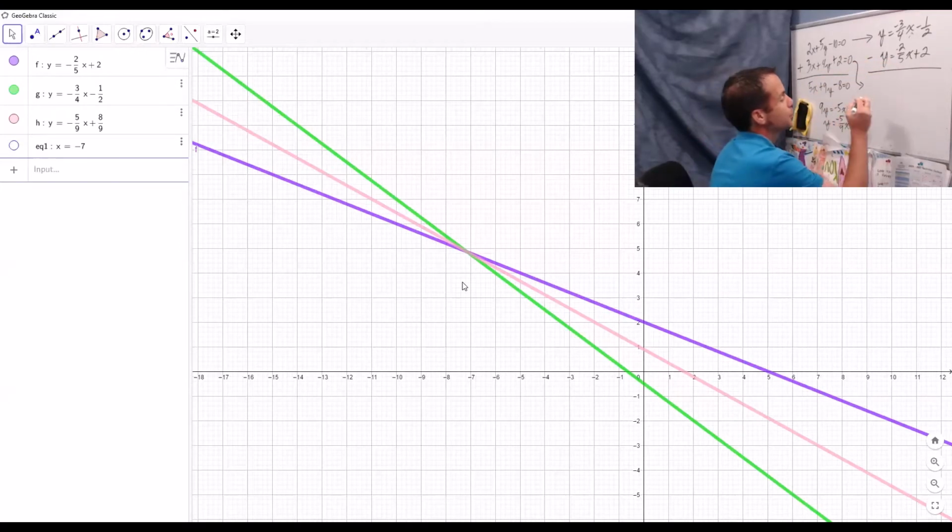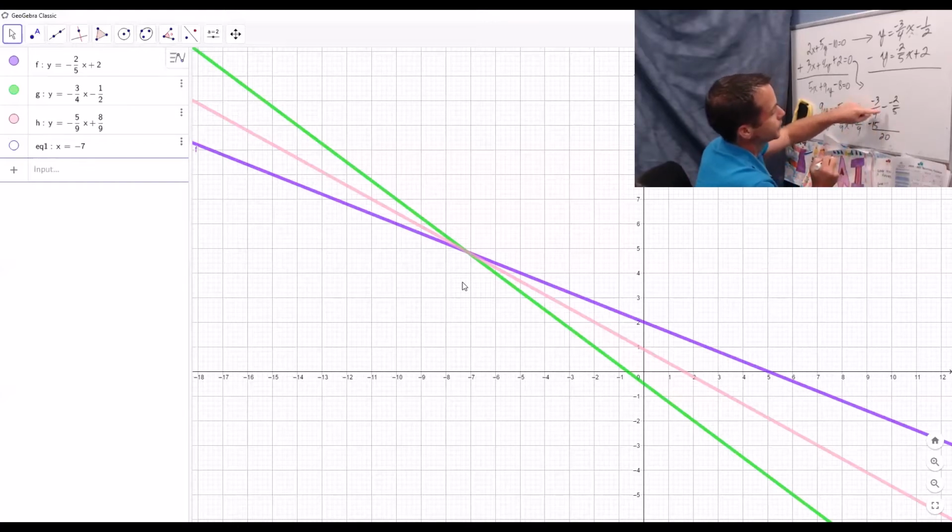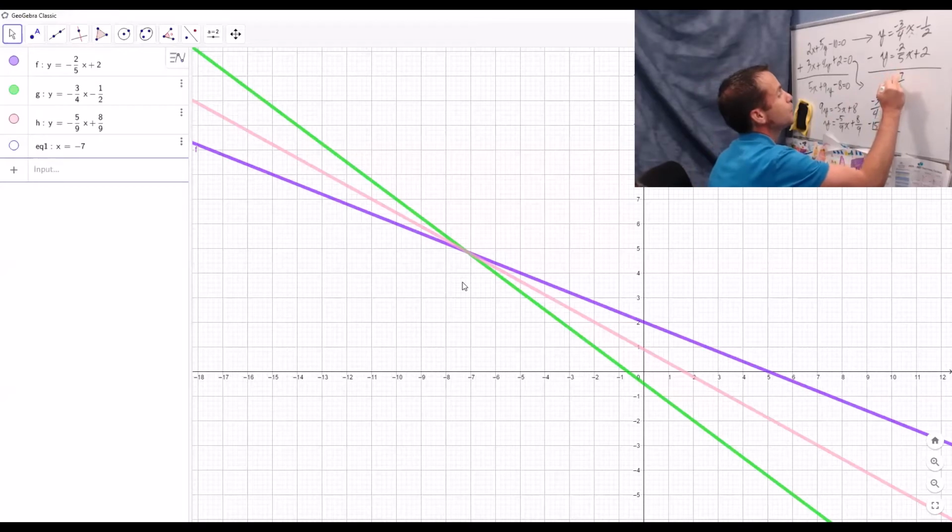So I'm just going to do this on the board. Negative 3 over 4, subtract negative 2 over 5. So I need a common denominator. That would be 20. So this would end up being negative 15, and then this is actually adding, right? And so that would be plus 8. And so that would be negative 7 over 20. So this would be negative 7 over 20 x.